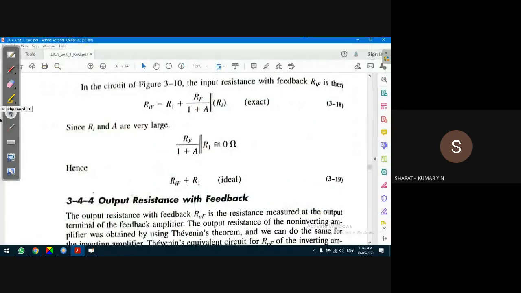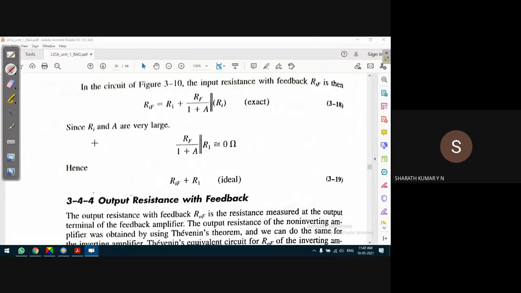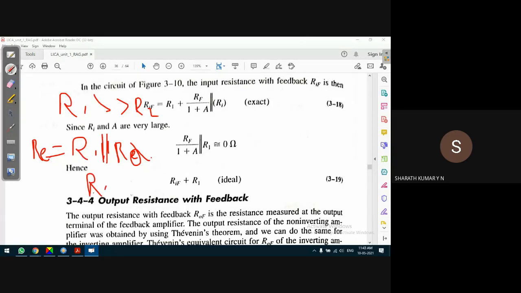I was discussing that two resistances are in parallel. Sorry, I erased it by mistake. Even if you take R1 greater than R2, the effective resistance Re, if they are in parallel, will be smaller than R2. That's correct. So this is what we have learned.